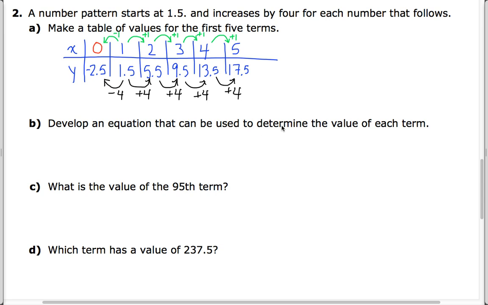And so in developing an equation that can be used to determine the value of each term, first of all, we look at the fact that the change in y over the change in x is always a constant. It's 4 over 1. So doing 4 divided by 1 gives us 4 for the coefficient that we should use in front of x. So each y value can be calculated by doing 4 times x and adding on the y value when x is 0.